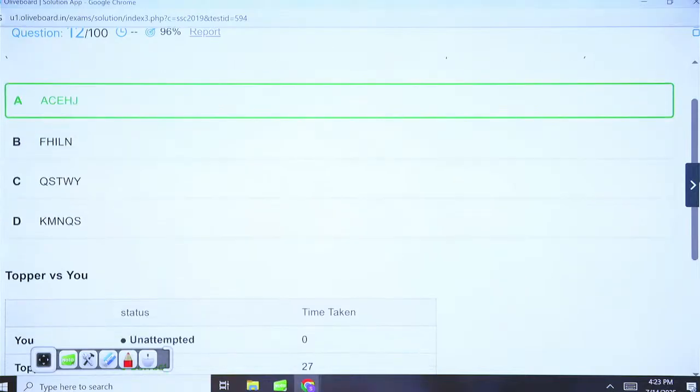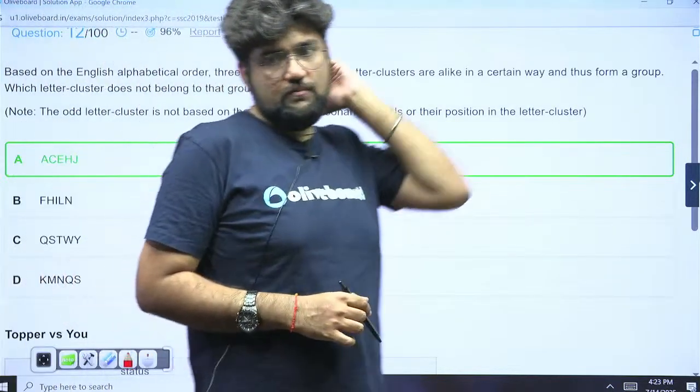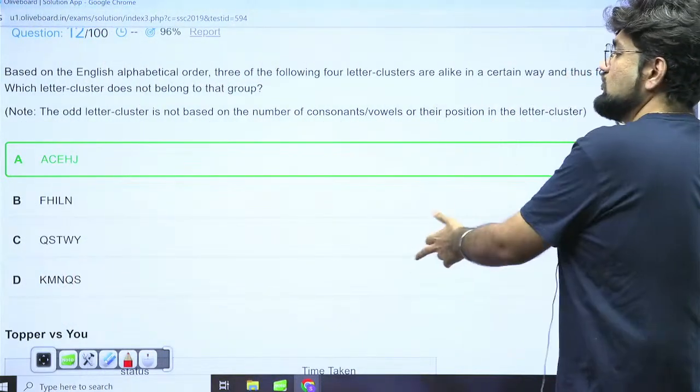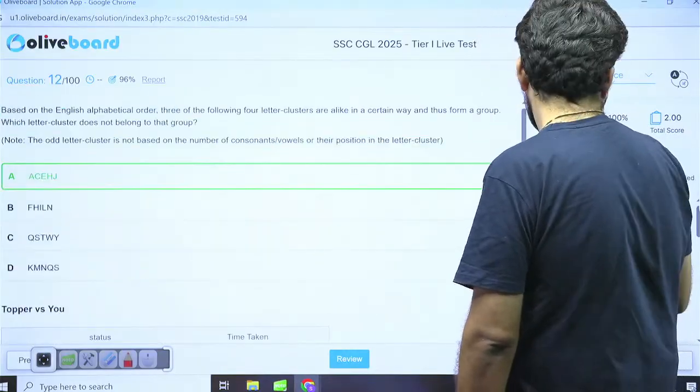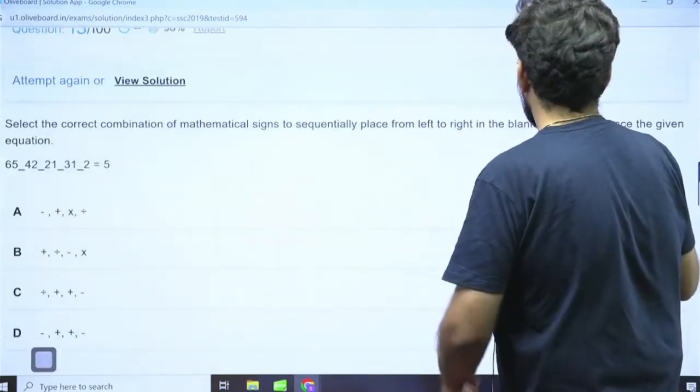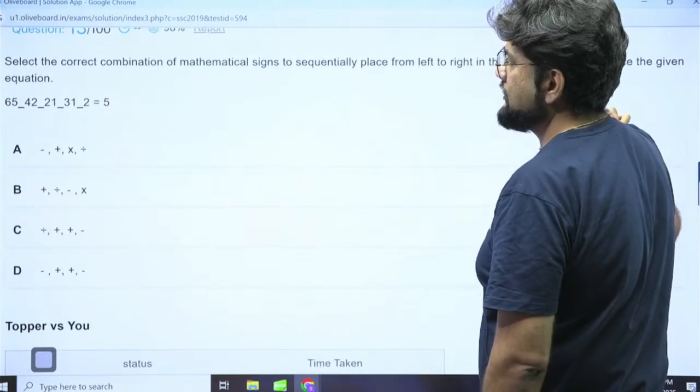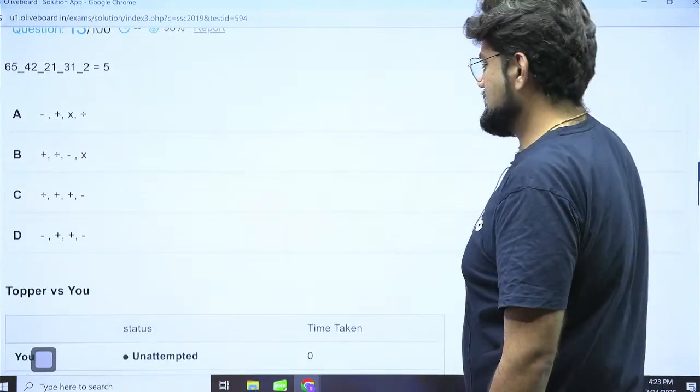Now, by writing English alphabetical order, they have confused you a bit here. They are just trying to say that maybe you'll start looking for the orders. That might not be the correct option. 27 seconds. Decent. Very decent. Very good, in fact. Correct combination of mathematical science.